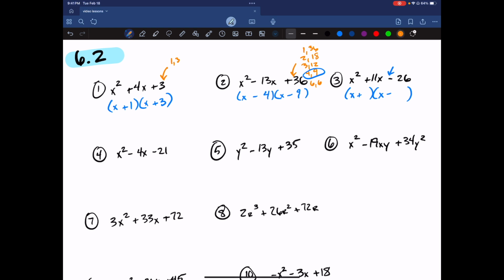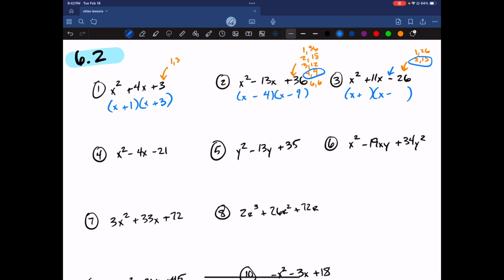Okay, so I need two numbers that multiply to 26 and add to 13. So it's going to be 1 and 26, 2 and 13, and I think that's it. But that looks like it's enough because if I subtract 13 minus 2, I get 11. So I'm going to use these two, x squared plus 11x minus 26.